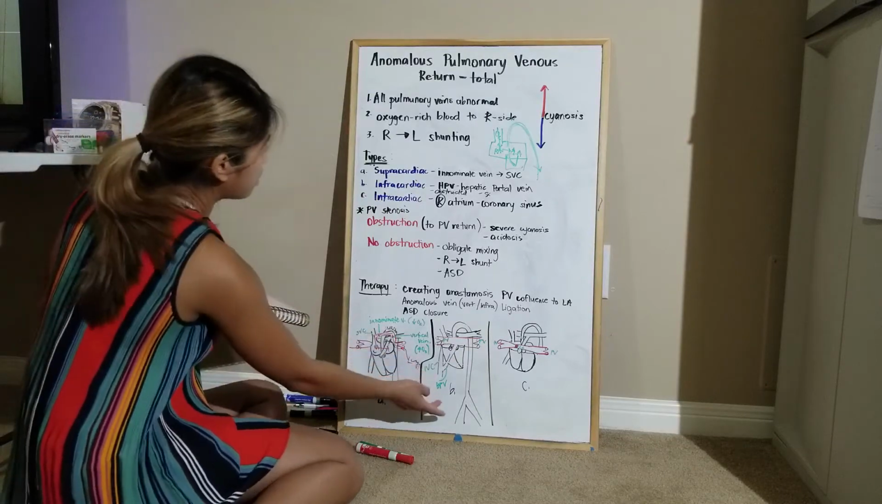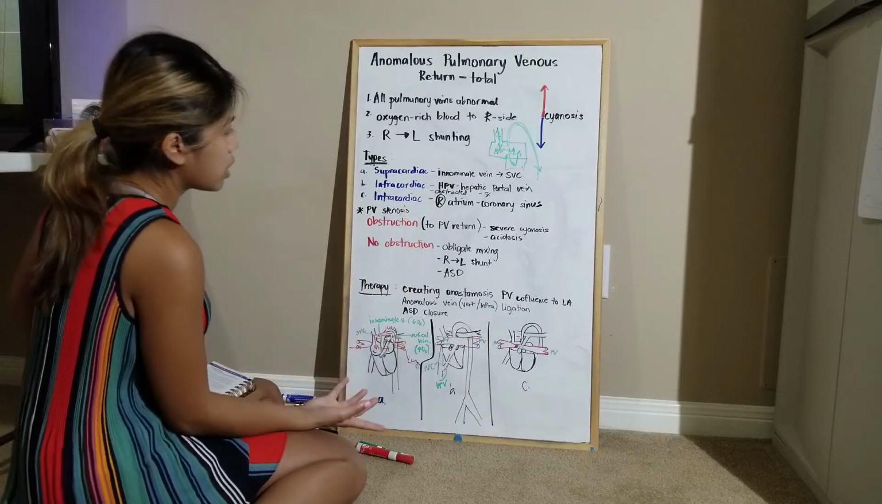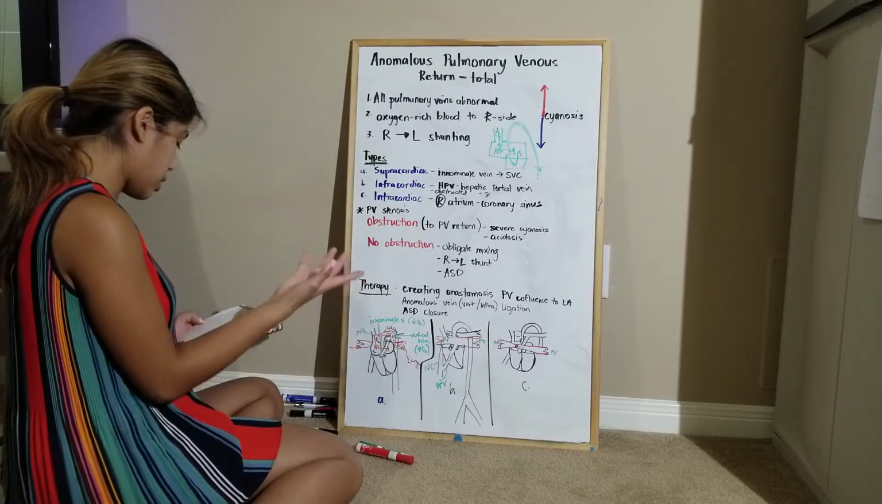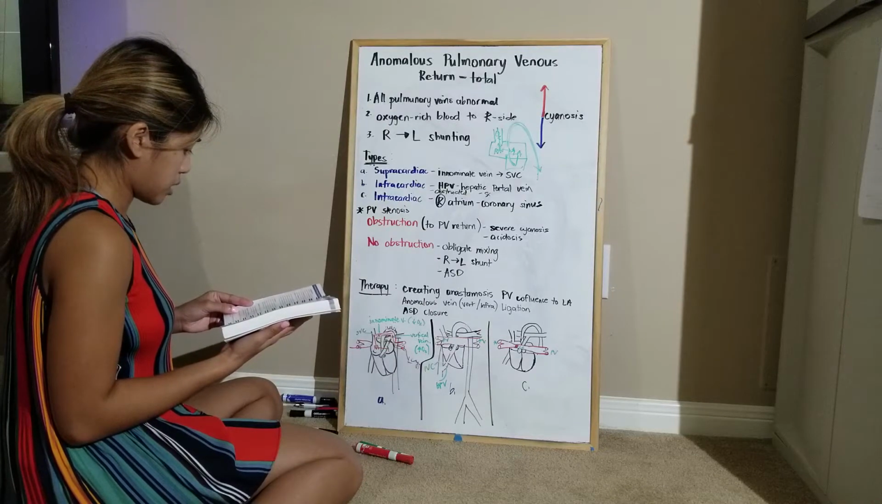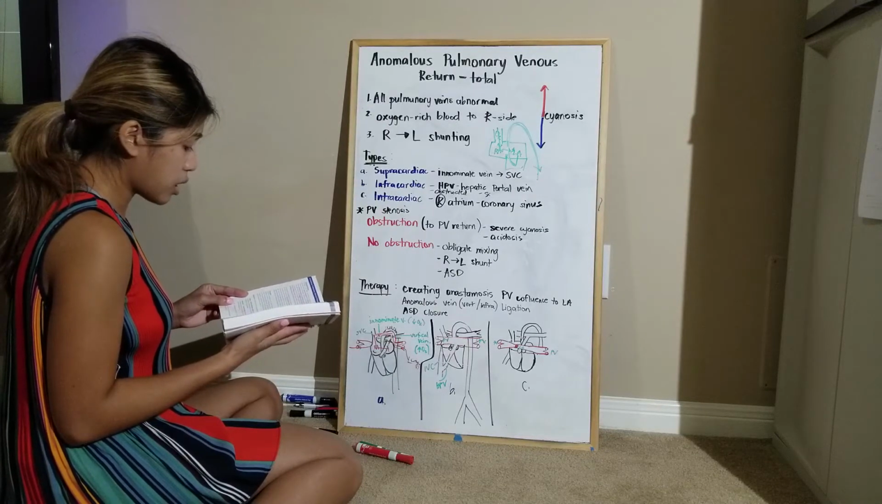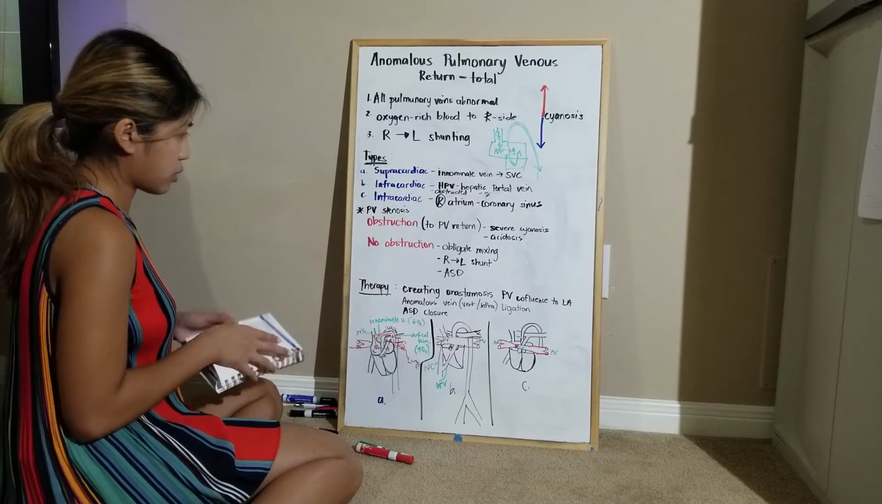This type always is associated with an obstruction. So when there's an obstruction, it is always an emergency surgery. Yep, it's a surgical emergency if there's an obstructed pulmonary venous return.